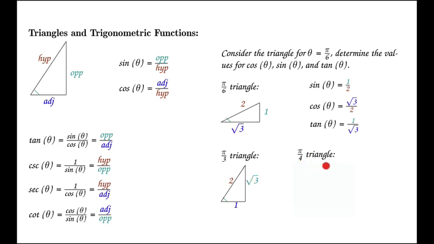The pi over 4 triangle is a 45, 45, 90 triangle. So the lengths of our two legs that create our 90-degree angle are the same, and we will label those for convenience a value of 1. So the adjacent is 1 and the opposite is 1. Solving for the hypotenuse, I get the value root 2. So it's worth remembering these three triangles, pi over 6, pi over 3, and pi over 4, in order to simplify evaluation of our trig functions.